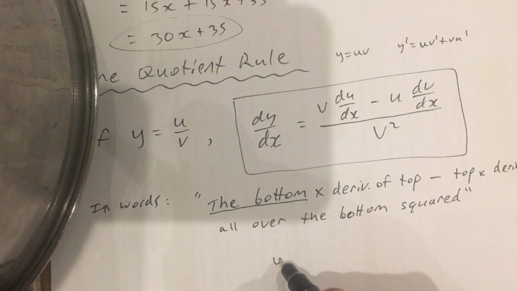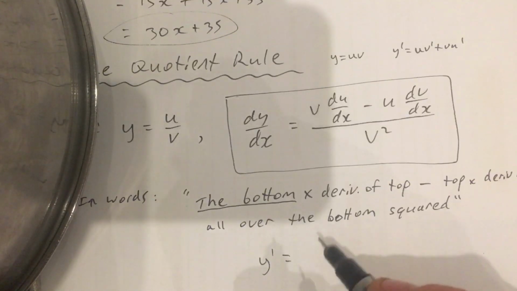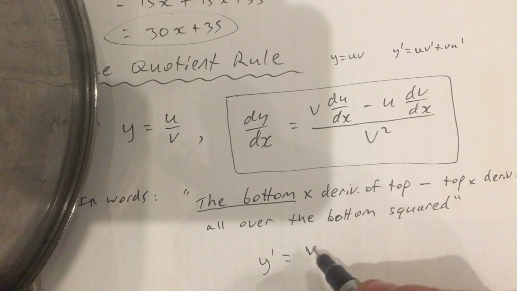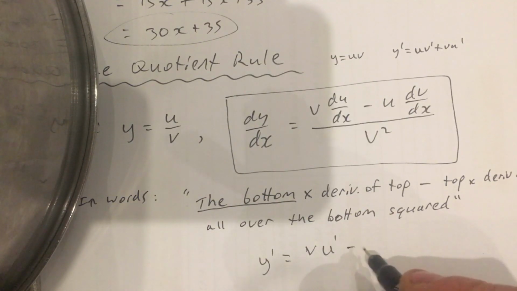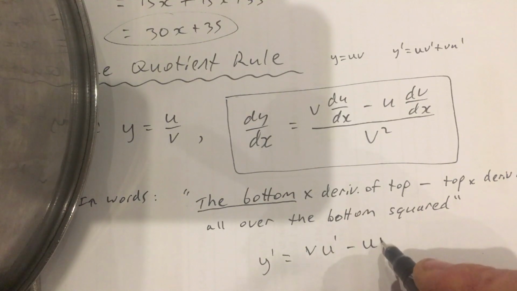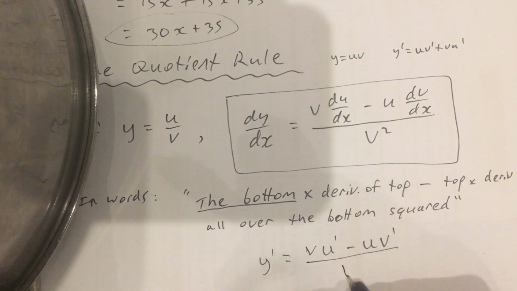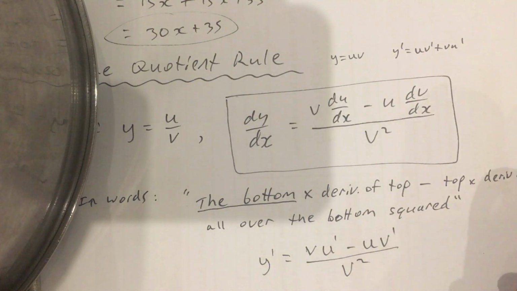So a lot of people write it this way. y dash equals, so this is another way of writing it, just using these dash notations. So it's the v, the bottom, v times the derivative of the top, v times u dash, minus the other way around, u times v dash, over the bottom squared. So that's another way it's written a lot.